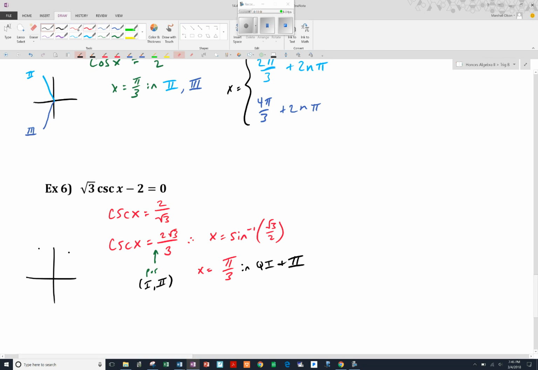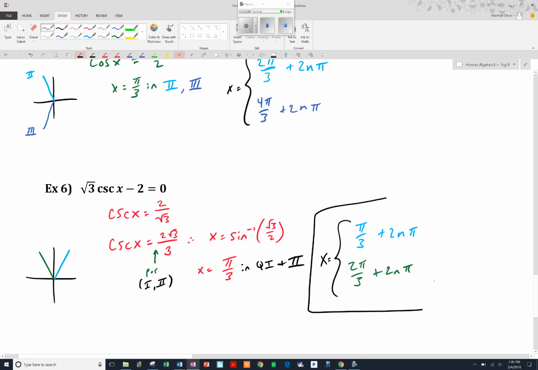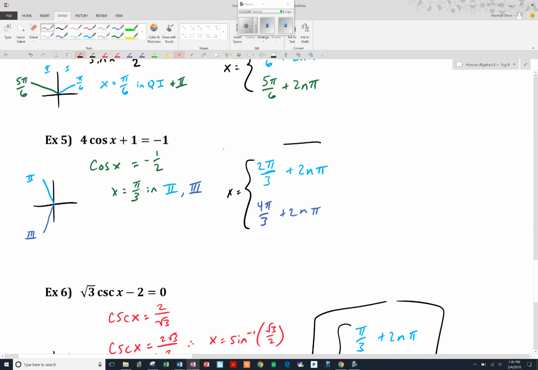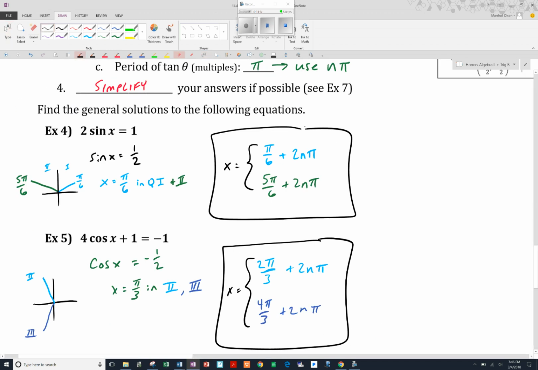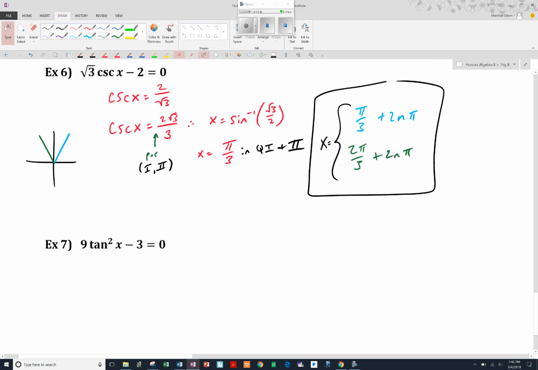So let's take a look at those answers there. We have pi over 3 would be one solution. There it is in quadrant 1. And we would have 2 pi over 3. And we just need to add our multiples. I don't know why I don't do that when I have my first color. There we go. There's our solution. Okay, so these are what our answers are starting to look like here. And again, you can just list them with commas in between them too. You don't have to use the bracket.